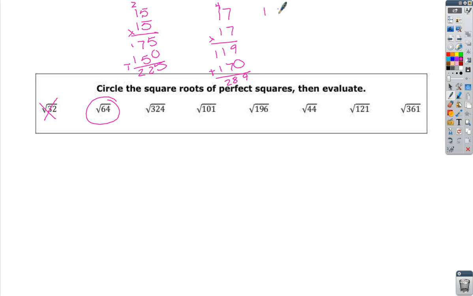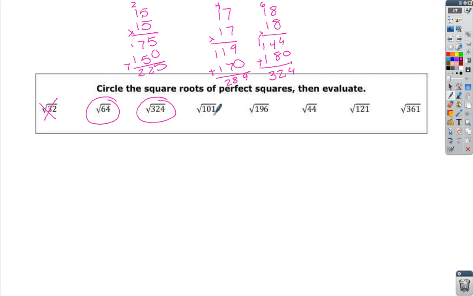Let's do 18 times 18. 8 times 8 is 64. 1 times 8 is 8. 1 times 1 is 1. We have 4, 8 plus 4 would be 12, and then 1 plus 1 plus 1 is 3. So 324. So yes, 324 would be a perfect square.